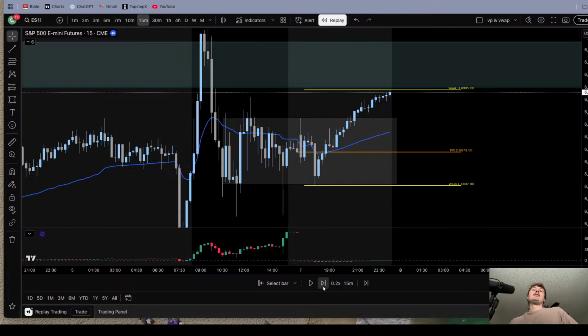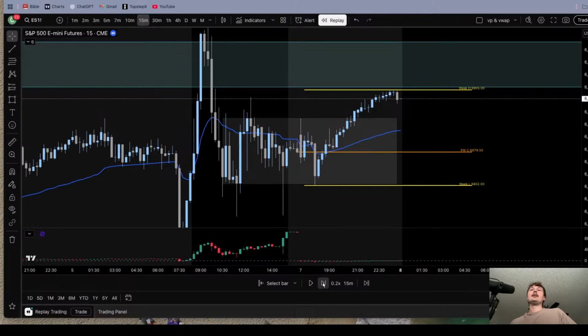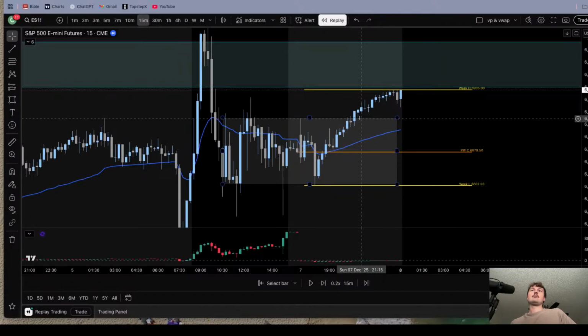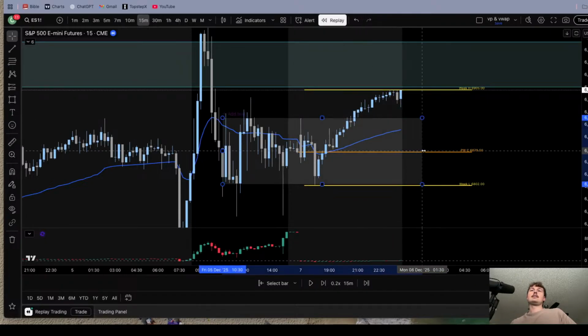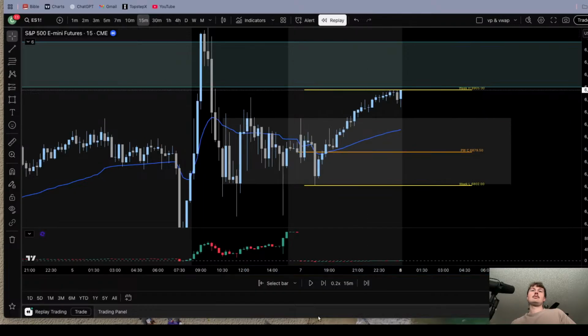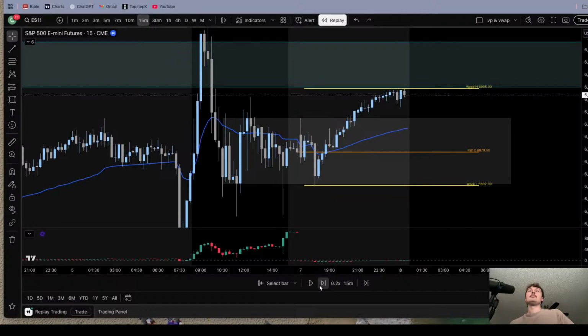So let's see what we get in the overnight at least. We can extend this thing over. We did get a bearish candle. We didn't come all the way back down. I would love to see a retest of VWAP, but let's see what happens.